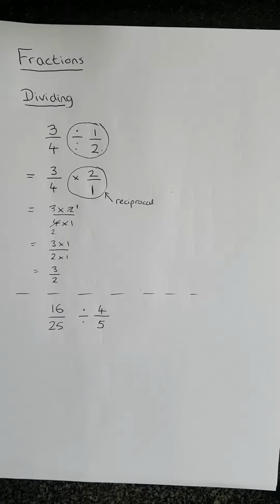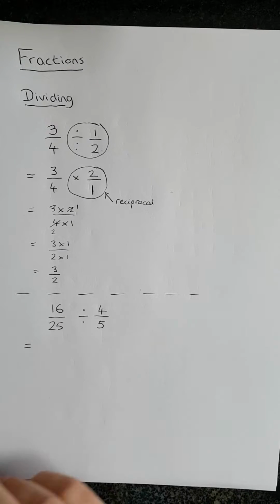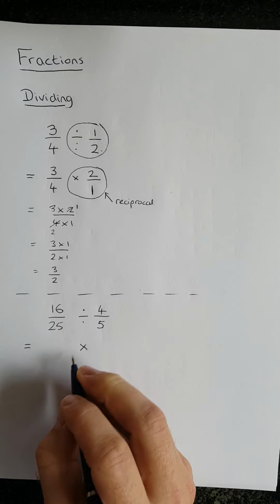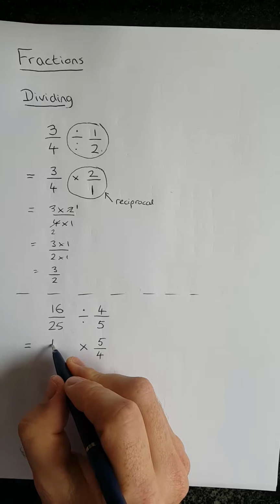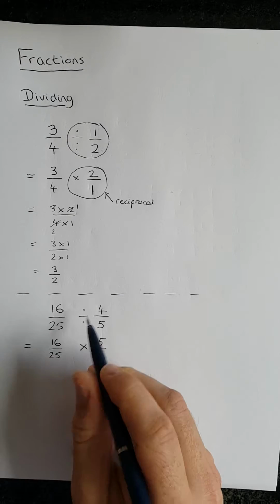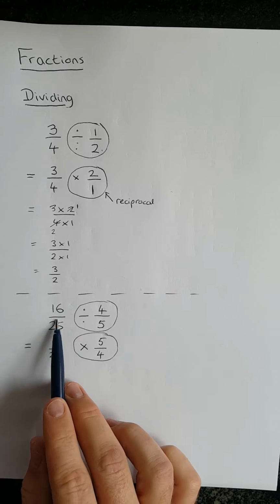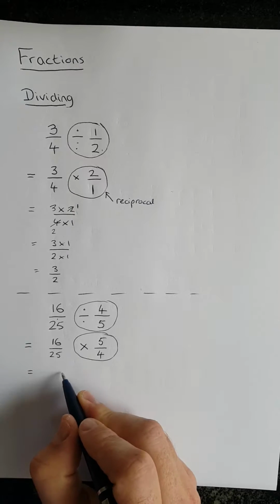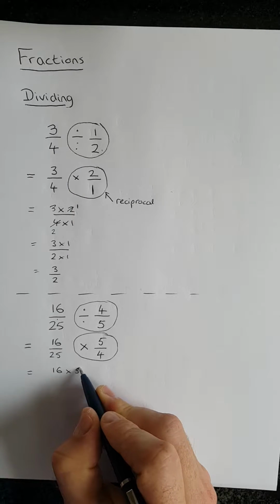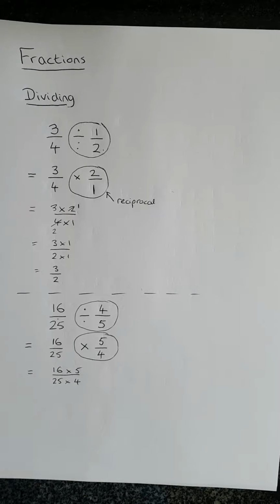So, first thing we do is remember that dividing by a fraction is the same as multiplying by the reciprocal. It's this part that changes. Remember to keep this the same. Now we set it up for our cross cancelling, just like with multiplying fractions.